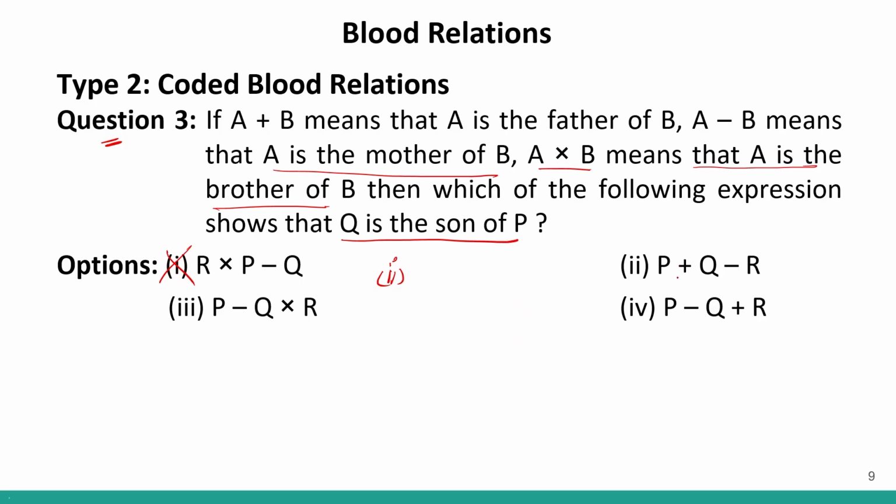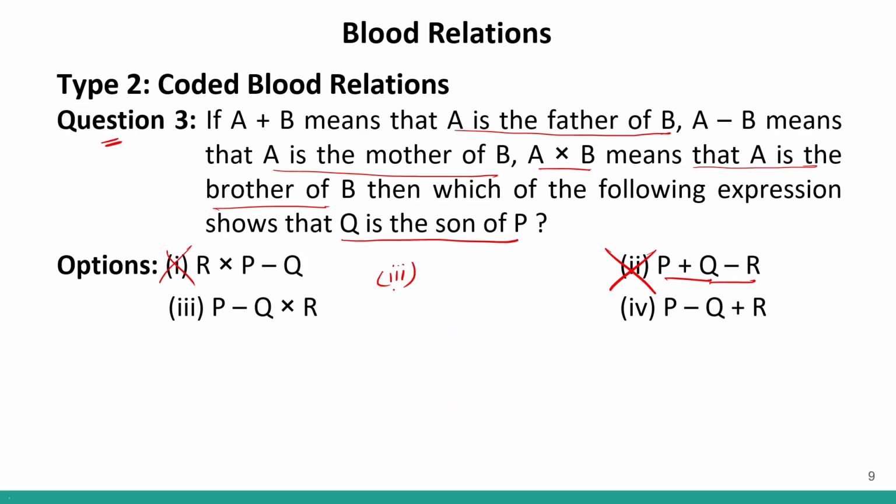Option number 2 says P plus Q. So P plus Q means P is the father of Q. P is the father of Q will be denoted like this. Q minus R means Q is the mother of R. So if Q is the mother of R, Q would be female. Q has to be male because Q is the son of P. So with this option also we cannot identify the relationship. Correct? Moving on to option number 3.